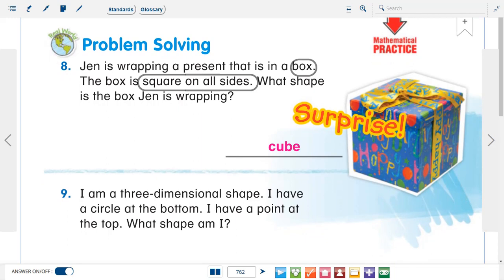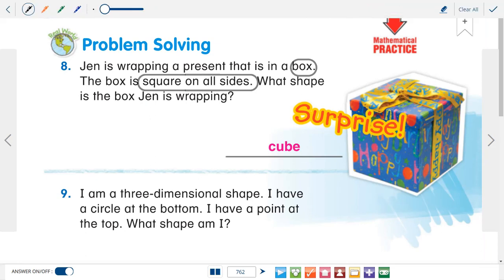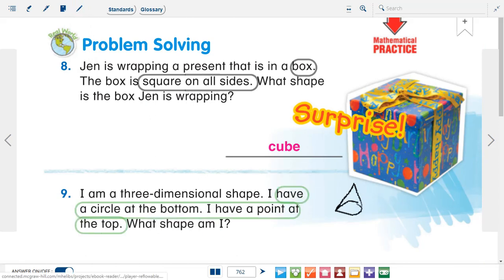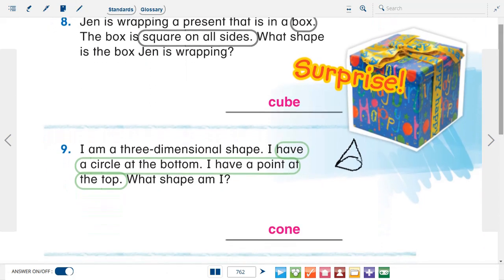Let's see this question. I am a three-dimensional shape. I have a circle at the bottom. Let's try to draw it. The bottom is a circle. I have a point at the top. So it has a pointed top like this. What is this shape that has a circle and a point on the top? I will underline this because it is important. What is this shape again? It is a cone. Yes, it is a cone.